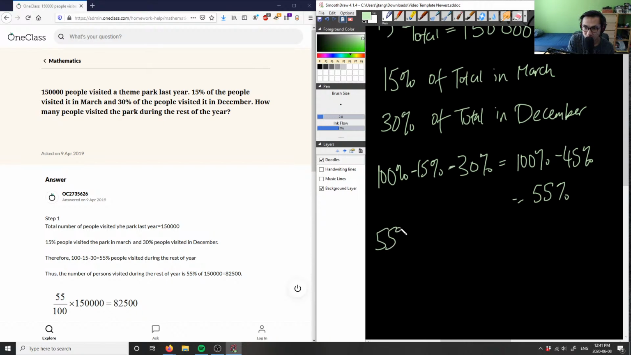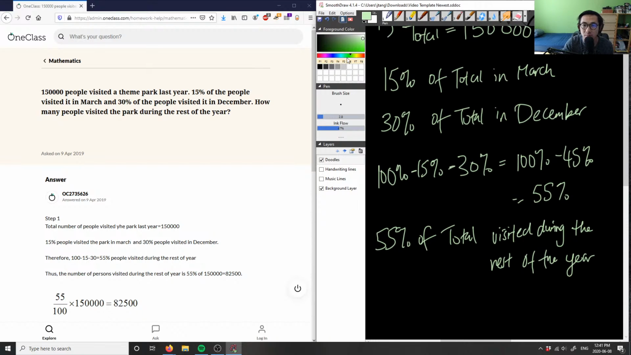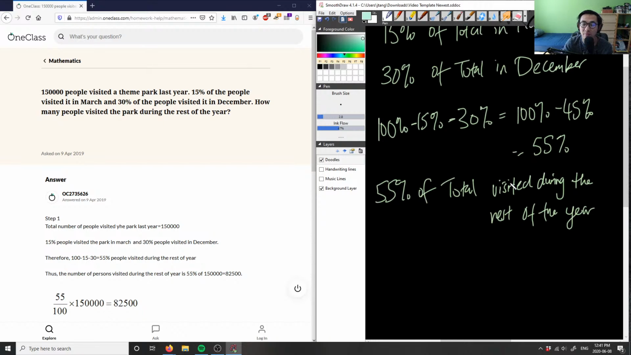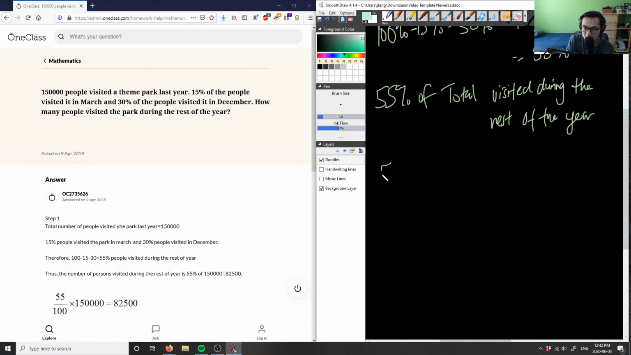So this here is 55% of total visited during the rest of the year. So now we can solve this problem, right? What's 55% of 150,000 people? So I have 55% of 150,000 people. In order for us to do that, we can multiply it by a decimal or a percent. It doesn't really matter, or a fraction. Either way, it works for us as well.